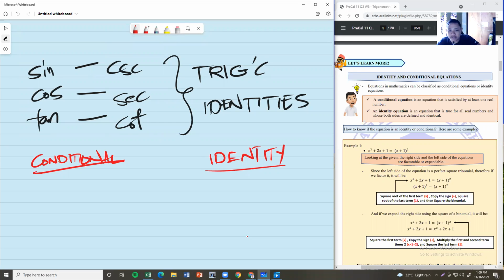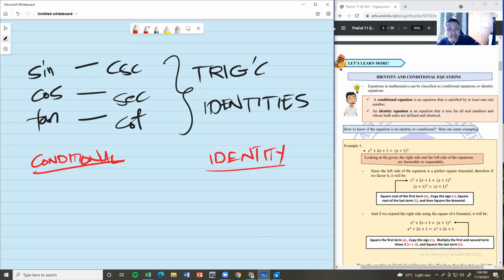When we say conditional equation, it is an equation that is satisfied by at least one real number. In short, at least one, which means it could also be possible that there will be lots of possible answers. But for the identity equation, we mean it is an equation that is true for all real numbers and whose both sides are defined and identical. Okay, what does that mean?